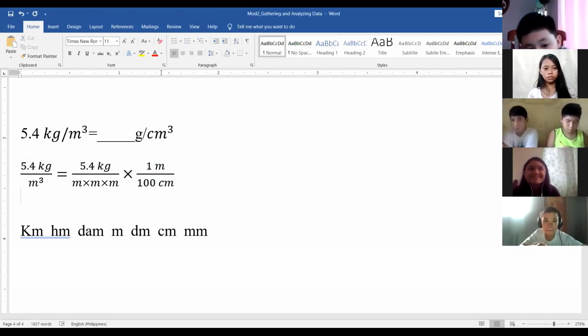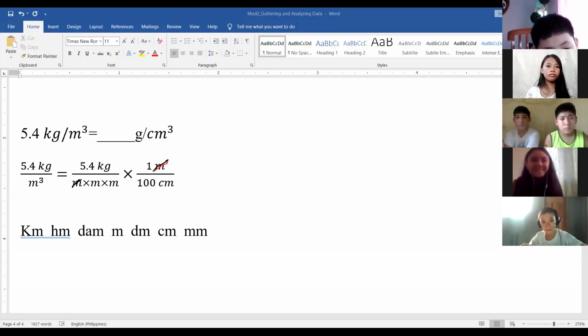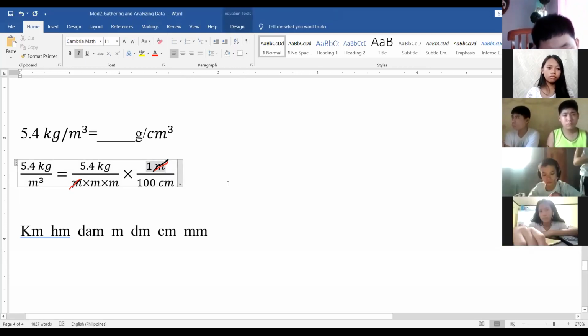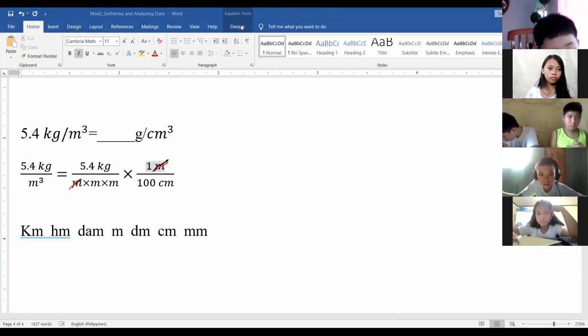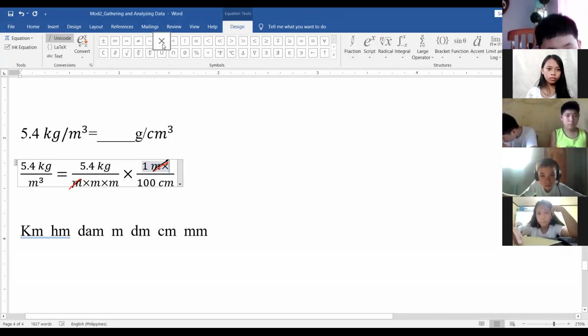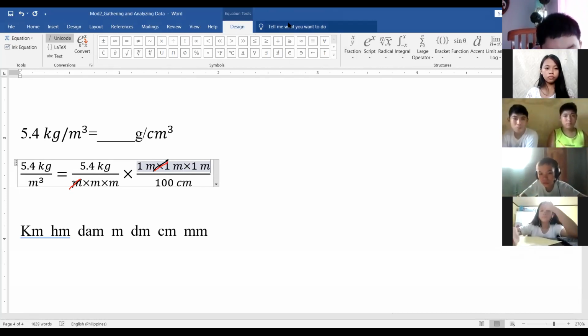And since, if we are going to cancel the value, class, if we are going to eliminate the meter, we only eliminated 1 of the meter. Therefore, we have to consider that elimination of the meter needs to be thrice. In other words, we are still going to continue this solution. So this will be 1 meter times 1 meter times 1 meter. Okay? I will eliminate those this time.